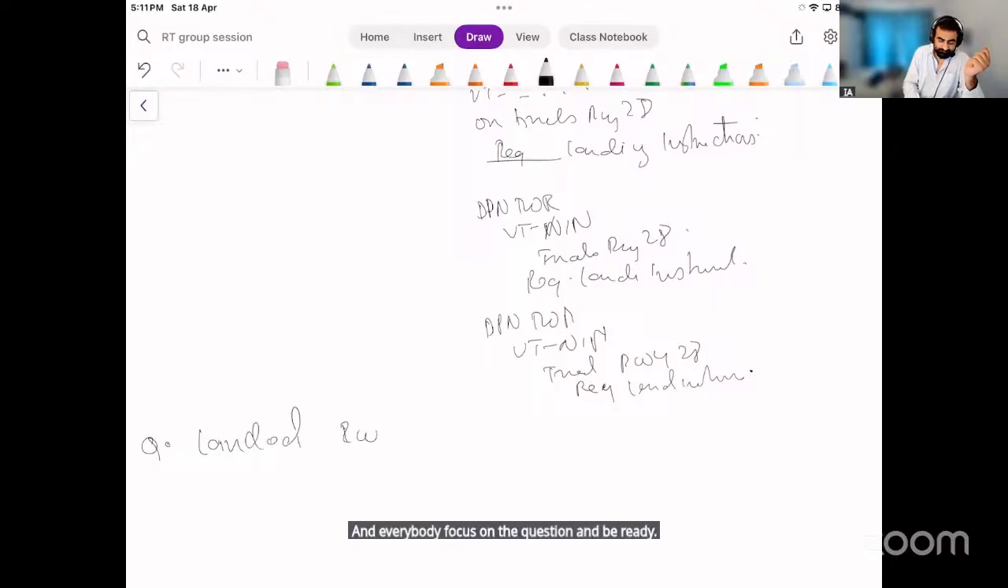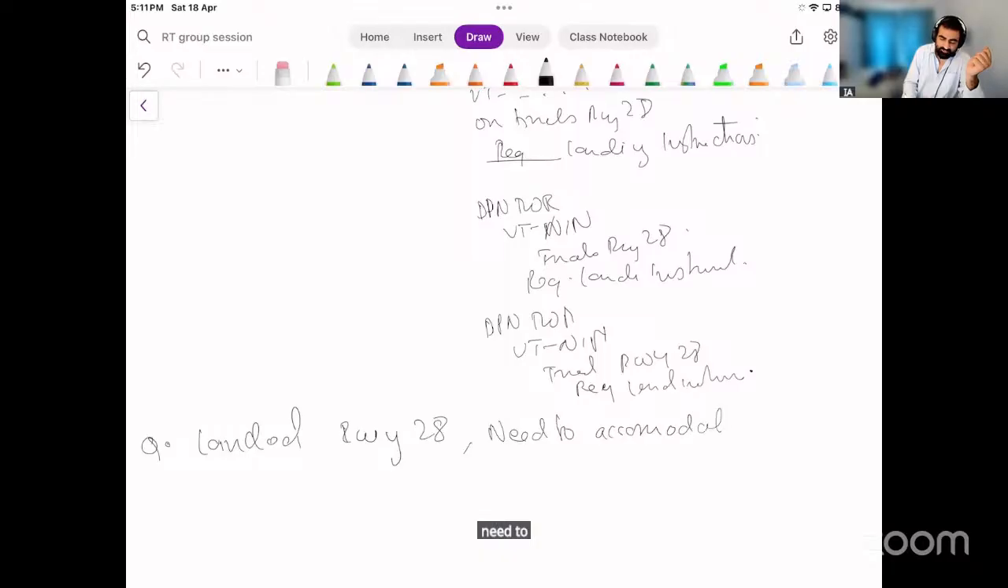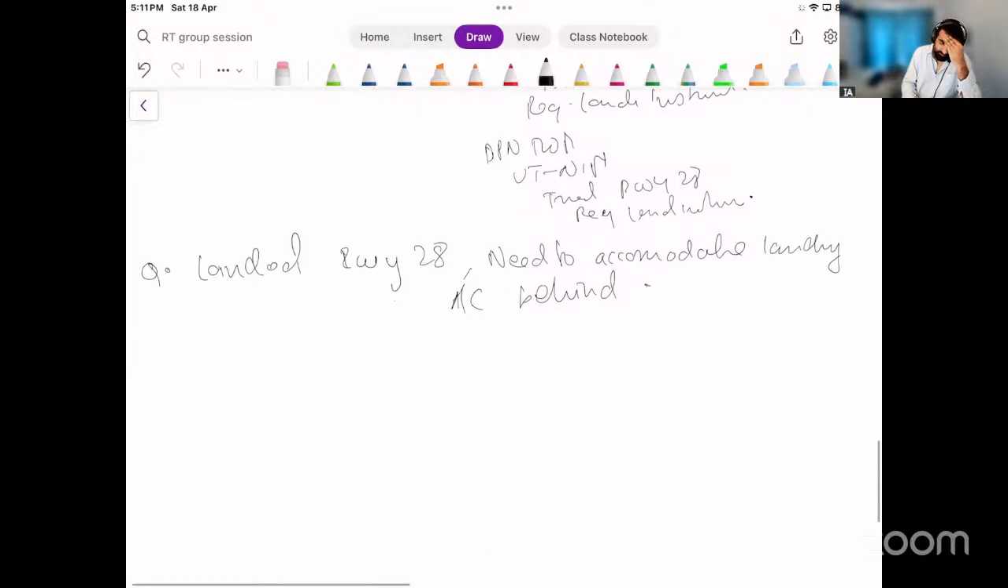Landed, runway 28, need to accommodate landing aircraft behind. Now, need to accommodate landing aircraft behind.